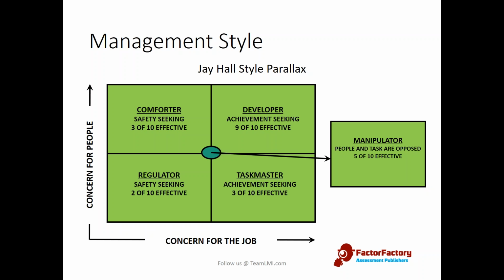The manipulator, or compromiser as we sometimes call it, is a 4th style in the model that's sort of right in the middle: moderate concern for the job, moderate concern for people. Those are kind of political animals who are somewhat manipulative and a poor style.